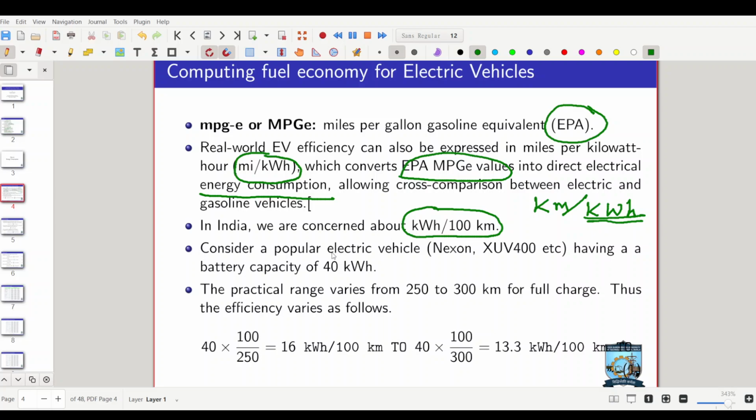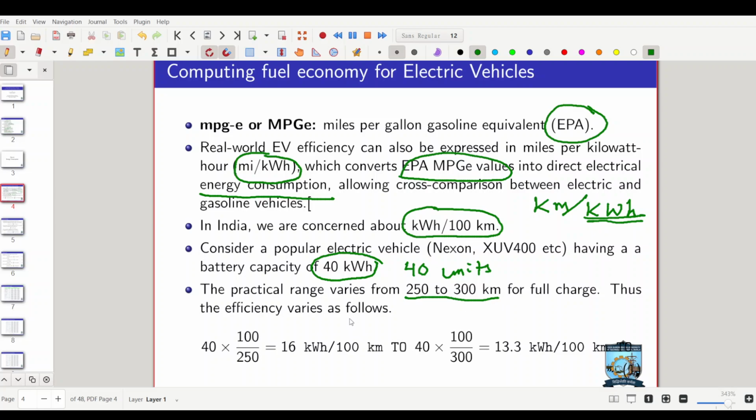So we consider some popular electric vehicles. I think Nexon and XUV are the most popular so far. They have a battery capacity of around 40 kilowatt hour, or 40 units. From popular data collection, we can say that the range of the vehicle is around 250 to 300 kilometers. So on each full charge, the vehicle can go up to 250 to 300 kilometers.